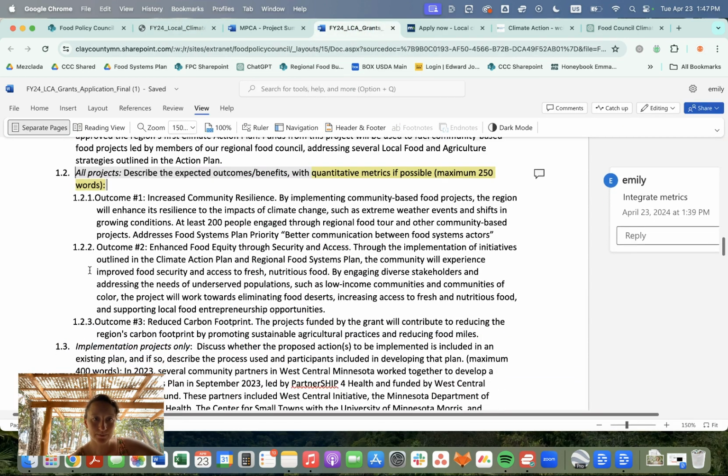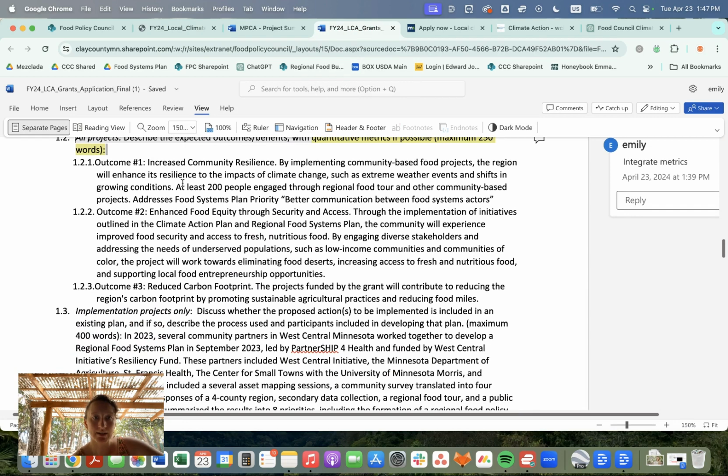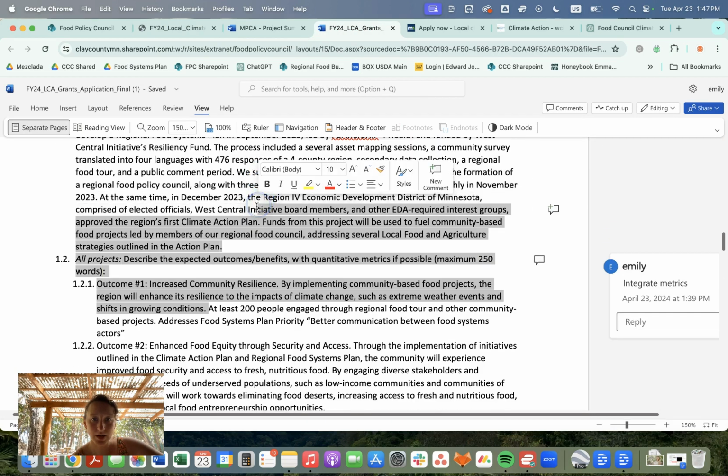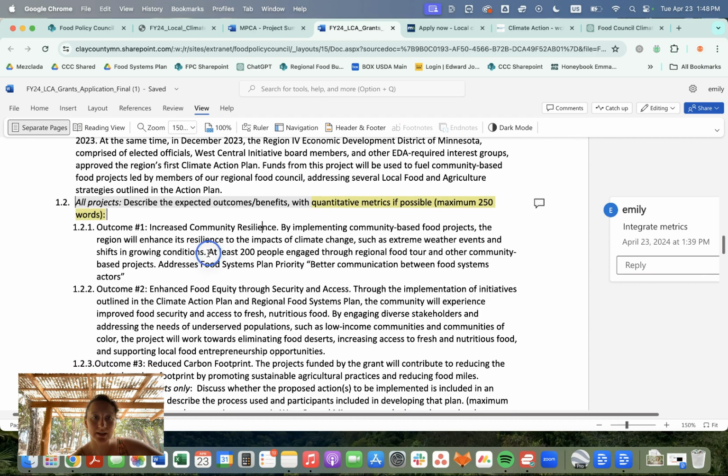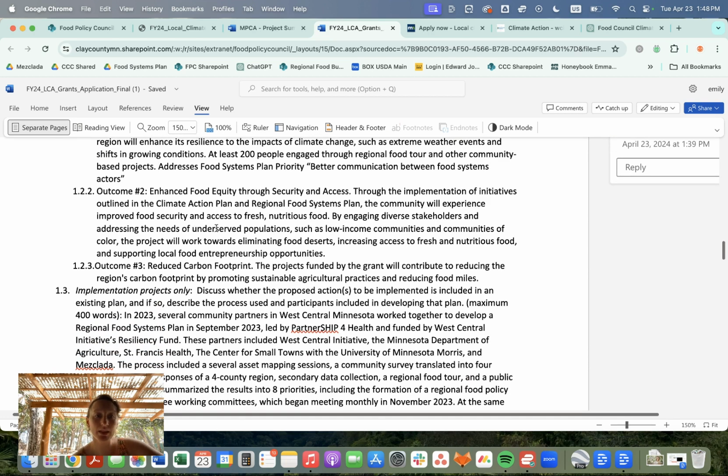So what I ended up doing was going through and adding some things. I copied, I think, this first line, but then I added, okay, how many people do we plan on engaging through these different projects? And how is that connected to the food systems plan? It's connected to better communication between food systems actors. We're hoping that at least 200 people are engaged through both the regional food tour and other community-based projects that our food council members would implement and oversee. The second one, I kind of merged the responses from both the first and the second prompt. And I also kind of blended the titles so that it made sense.